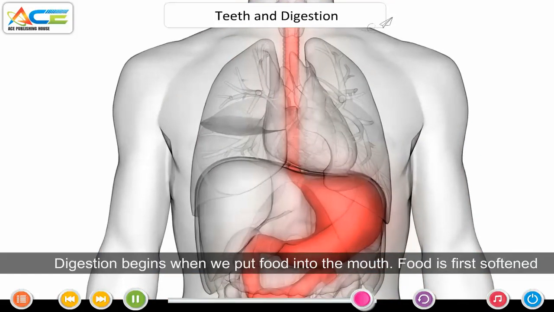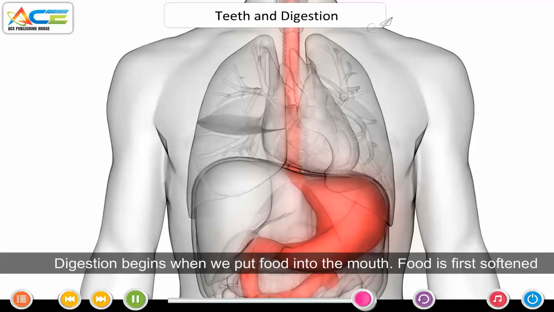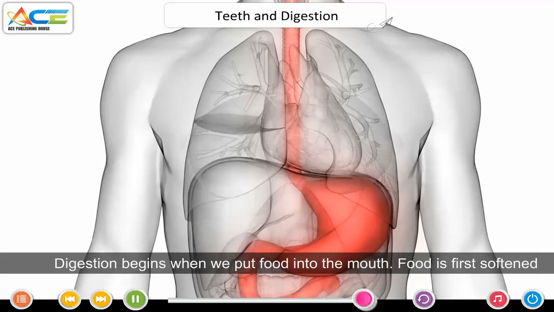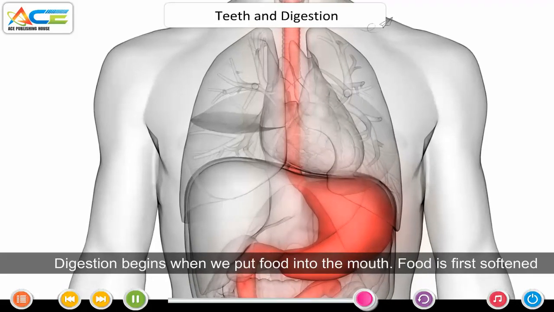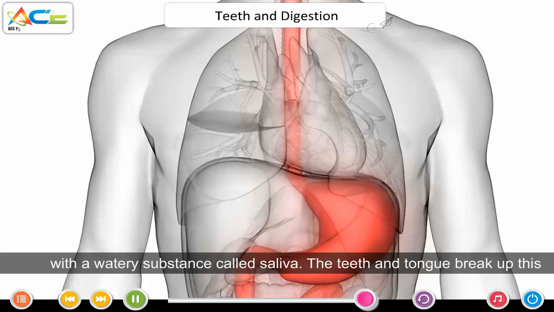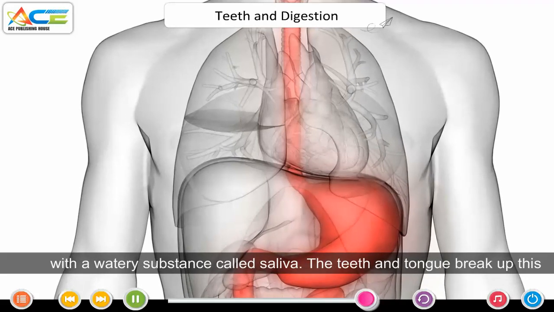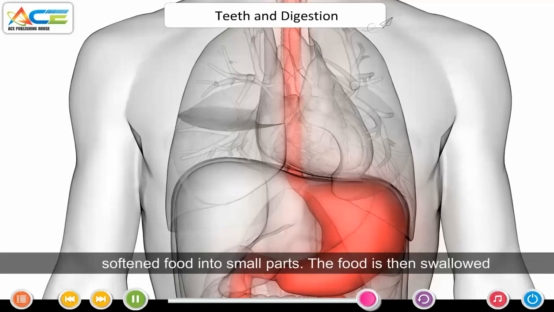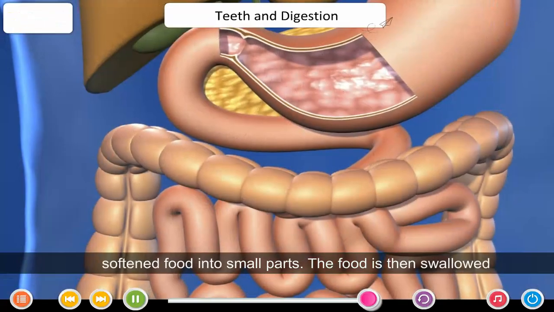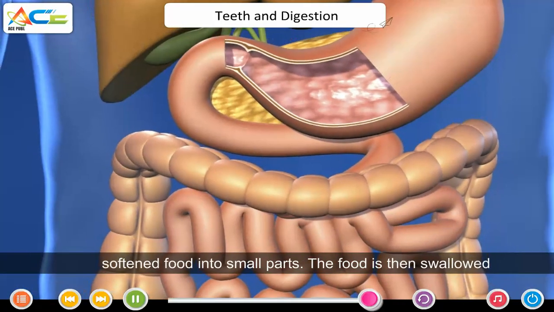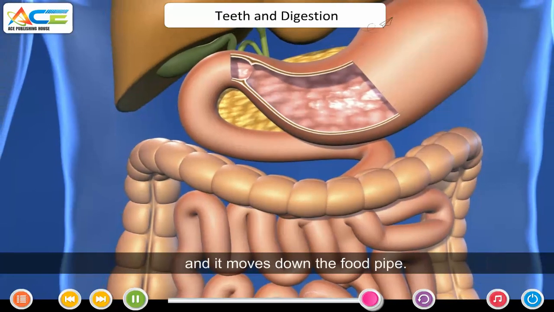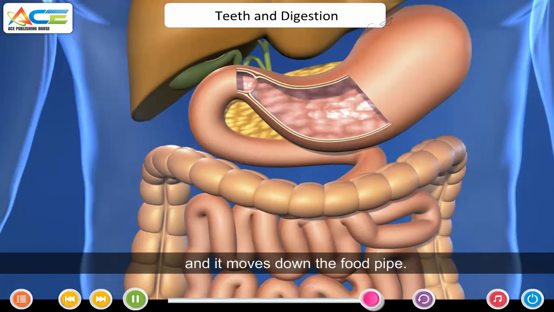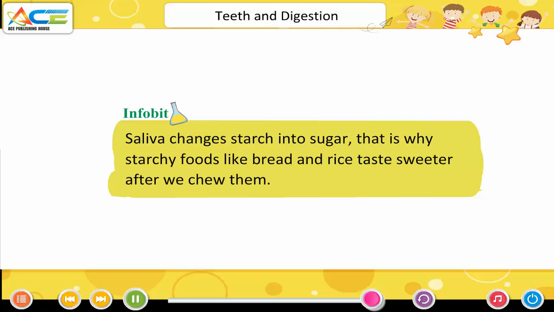In the mouth, digestion begins when we put food into the mouth. Food is first softened with a watery substance called saliva. The teeth and tongue break up this softened food into small parts. The food is then swallowed and it moves down the food pipe.